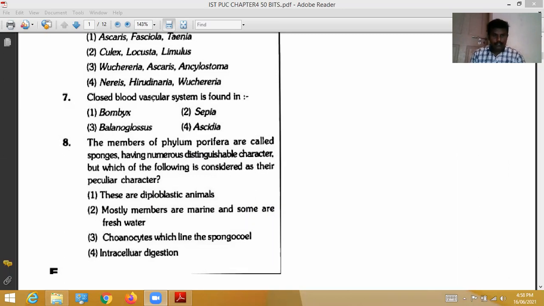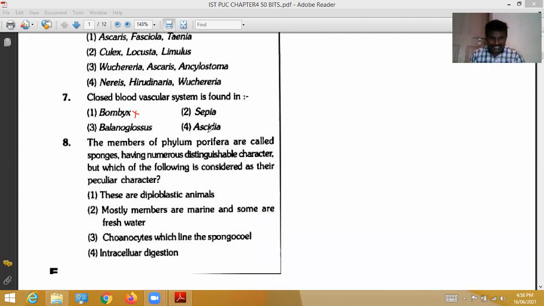Next bit. Closed blood vascular system is found in the closed blood vascular system. Here, closed blood vascular system means what? The blood is pumped through closed blood vessels. That is what is found in. See here, Bombax mori, it is an insect. So in insects, we cannot find a closed blood vascular system.